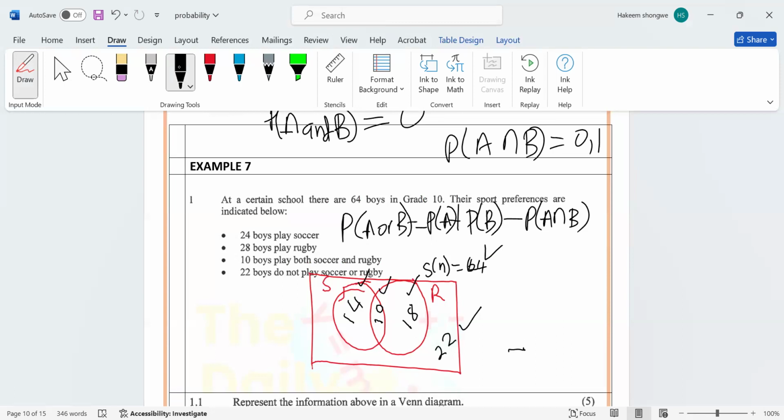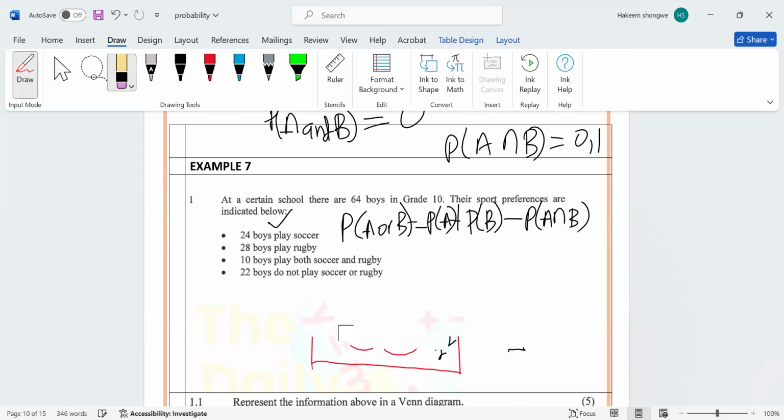Now, what is the probability of A? The probability of A in this case, we're going to say is the boys. How many boys do you have? There are 64 boys. Boys that play soccer, sorry for that. How many boys play soccer? You're saying boys that play soccer, I'm going to have 24. Then this is going to be given as 24 all over 64.